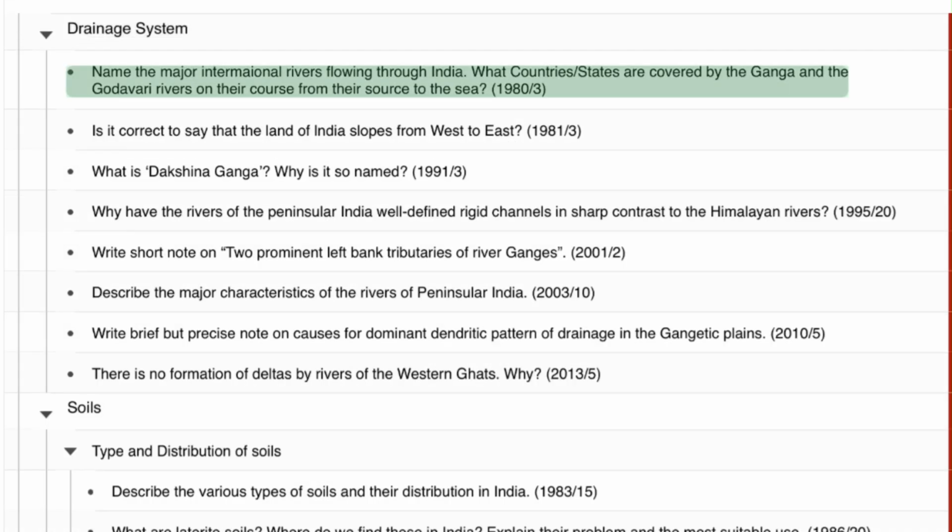Drainage system. Name the major inter-national rivers flowing through India. What countries/states are covered by the Ganga and the Godavari rivers on their course from their source to the sea? 1980, 3 marks.